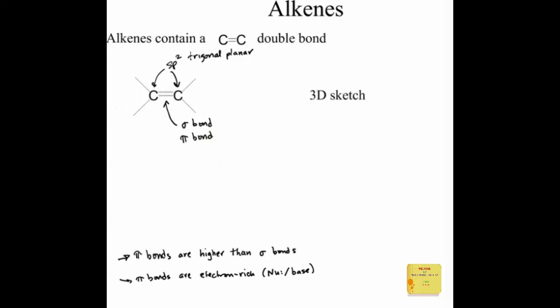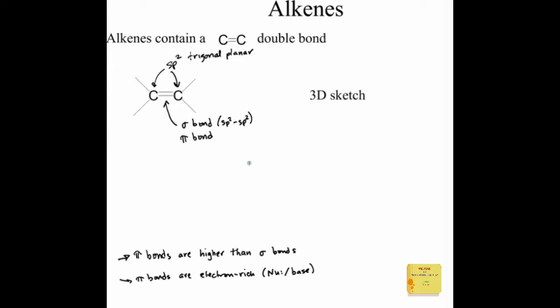The way a sigma bond is made is we join the hybrid orbitals on each carbon. So this is an sp2 overlapping with an sp2 hybrid orbital. And for the pi bond, the way we form a pi bond is we have a p orbital on each of these carbons, and that's overlapping to form the pi bond.